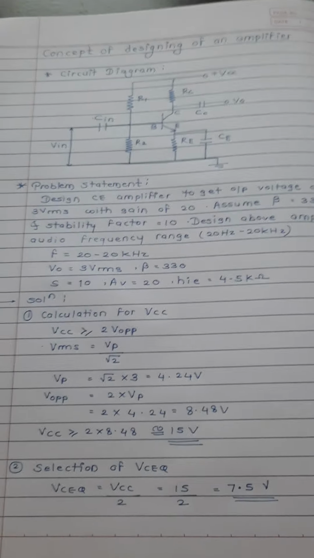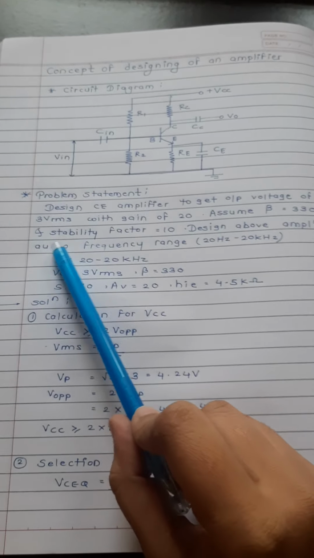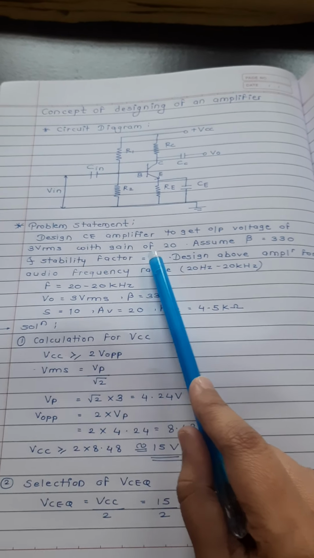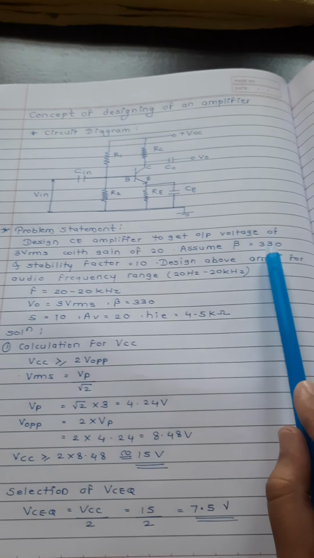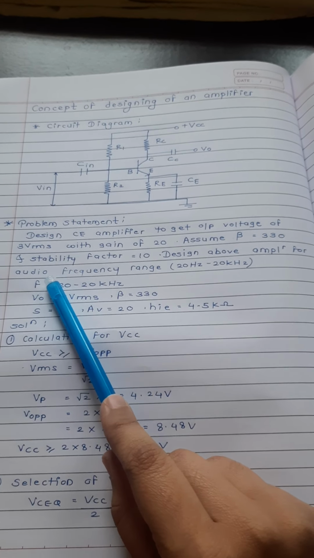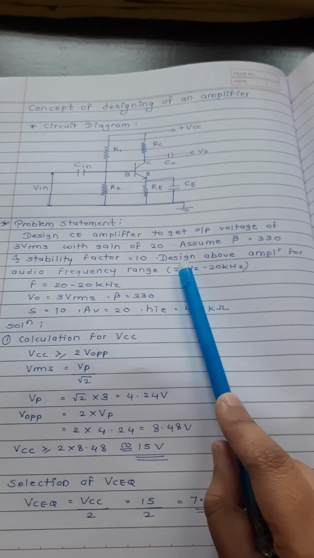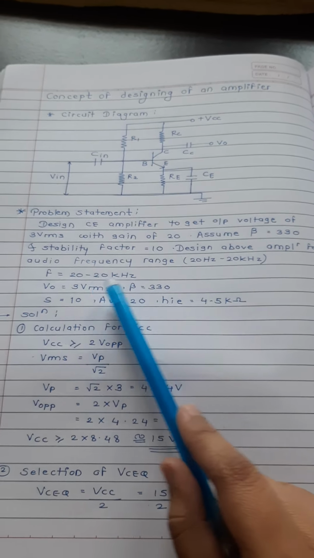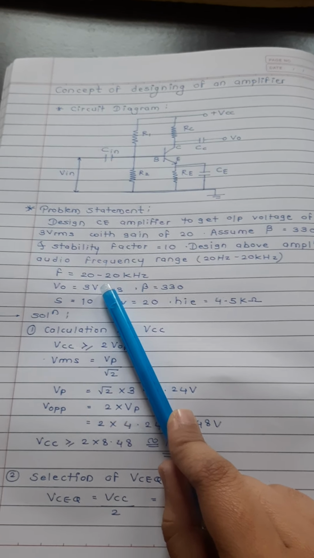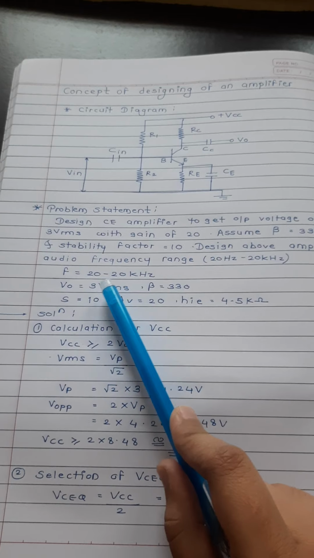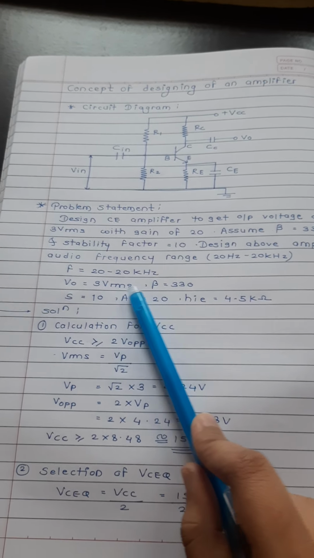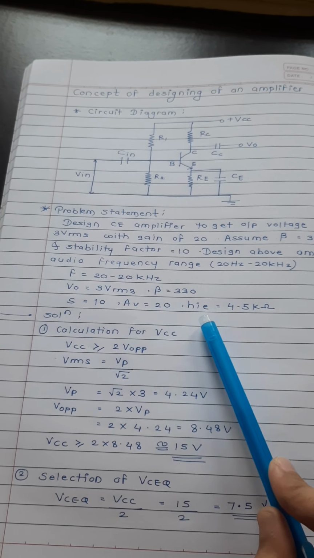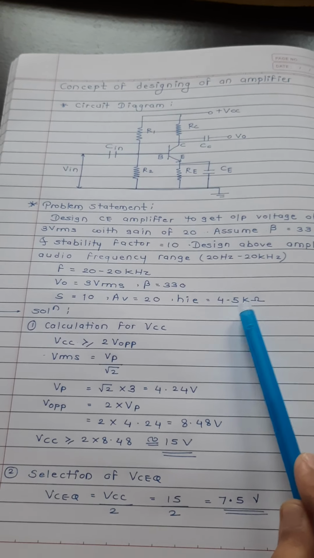The given problem statement is: design a CE amplifier to get output voltage of 3 volt RMS with gain of 20, and assume beta factor is equal to 330 and stability factor equal to 10. We have to design the amplifier for audio frequency range from 20 Hz to 20 kHz. The given parameters are frequency 20 to 20 kHz, VO equals 3 volt RMS, beta 330, stability factor 10, AV 20, hie equals 4.5 kilo.